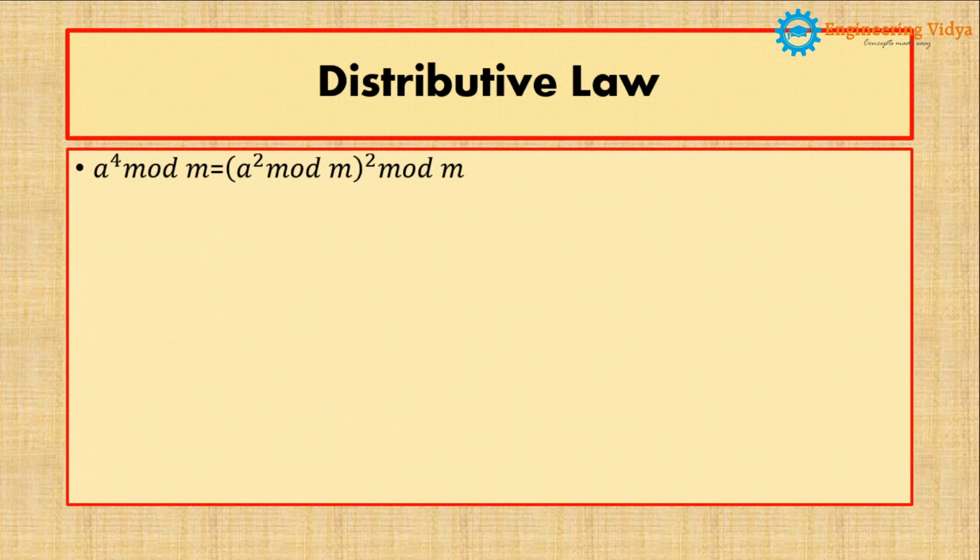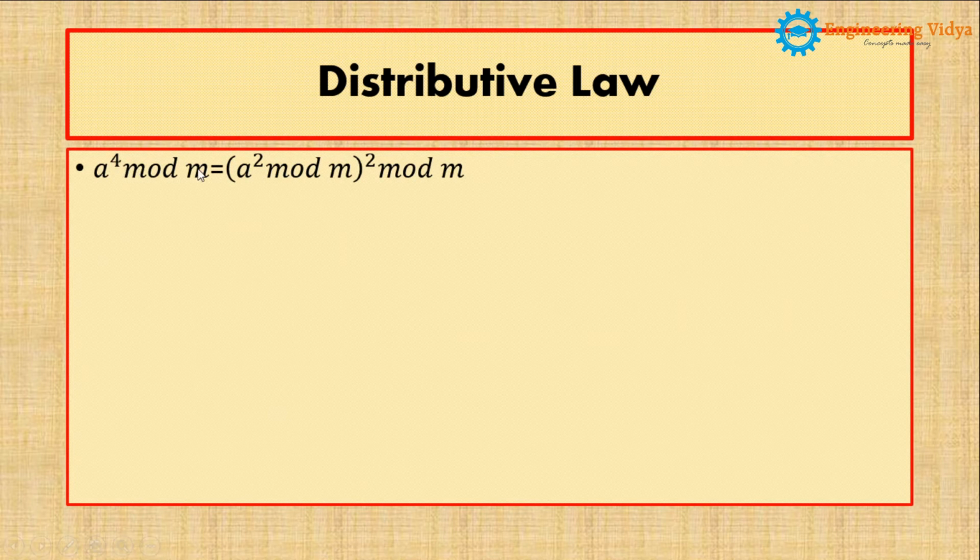Suppose we want to calculate a power 4 mod m. Here is how the distributive law is applicable. First calculate a power 2 mod m. Then, whatever result comes, we take the square of that result and again take the mod of m. Then automatically we get the value of a power 4 mod m. This is how it is performed.